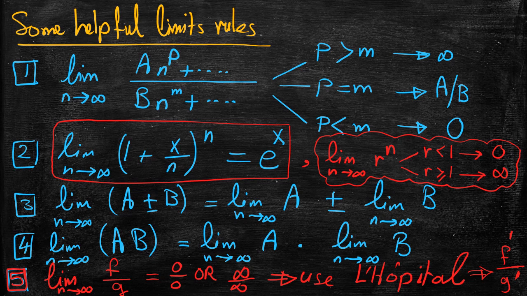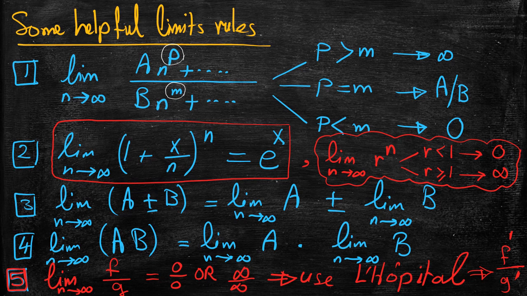If we have a polynomial divided by a polynomial, and the greatest power in the numerator is p, and the greatest power in the denominator is m, we will end up with three cases. Either p greater than m, so the degree of the numerator is greater than the power of the denominator, and then this limit will approach infinity, assuming a and b are positive numbers. If one of them is negative, or they have opposite signs, it will be negative infinity, but at the end it's an infinite value.